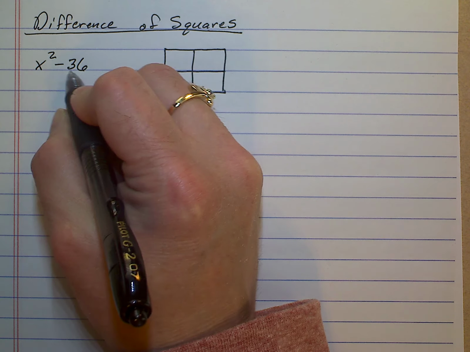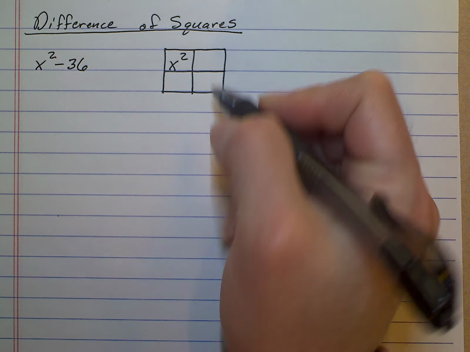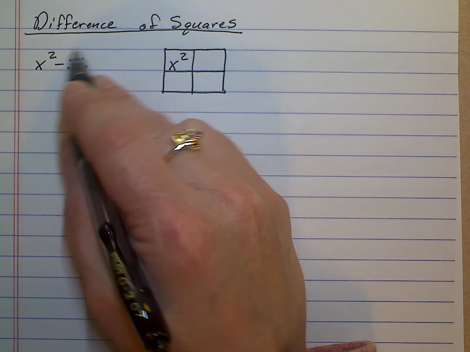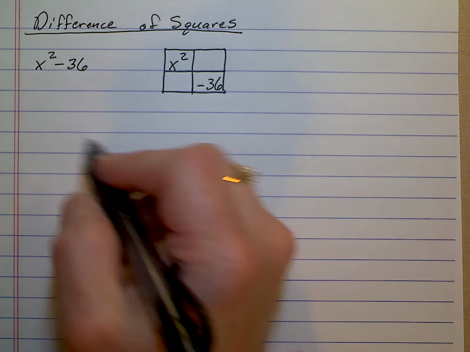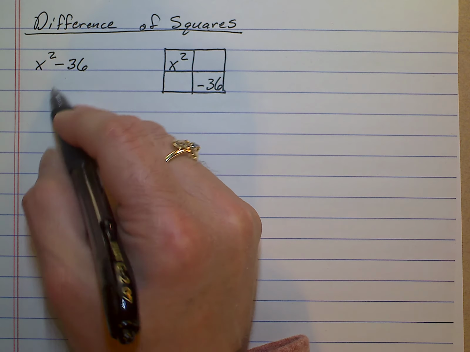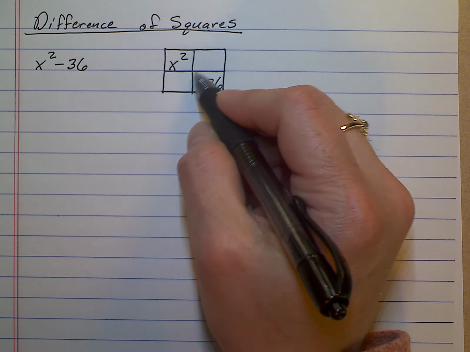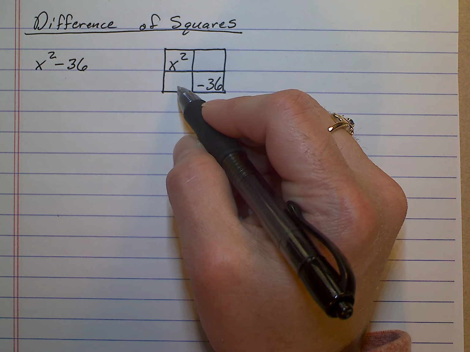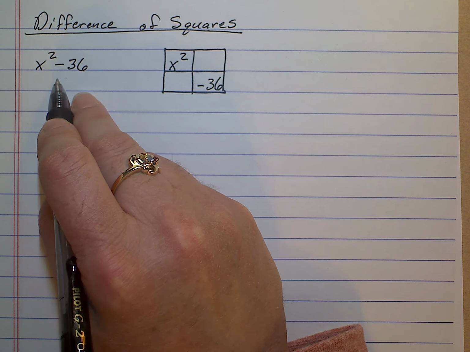So remember how we do this from last year. We took our x squared and put it in the top left corner, and our constant term goes in the bottom right corner. And then we would take the x term and figure out a way to get it into these two boxes. Trouble is, the x term is missing on this one.